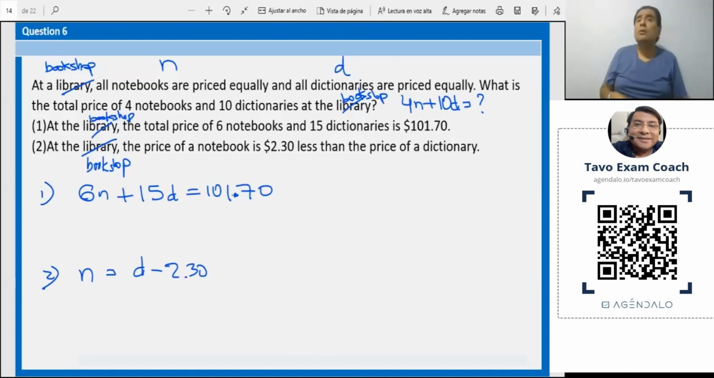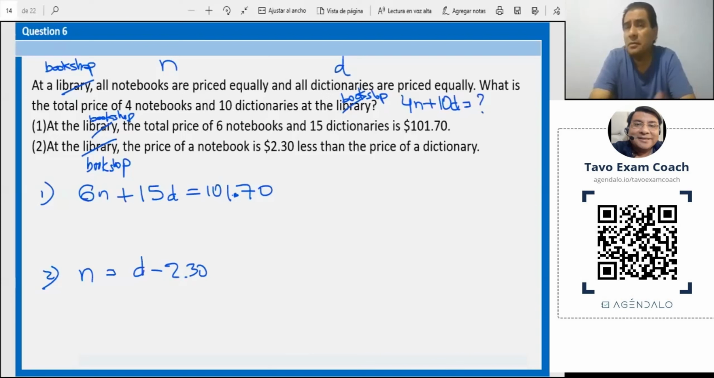Most people would fall for answer choice C. That states you need both statements together because each statement alone is not sufficient. Well, clearly, 2 equations with 2 different variables can be solved together, right? You can solve N and D and find the value of that expression. But remember, nowhere in the problem are you demanded to actually find the value of N individually and then the value of D. That's not the question, really.